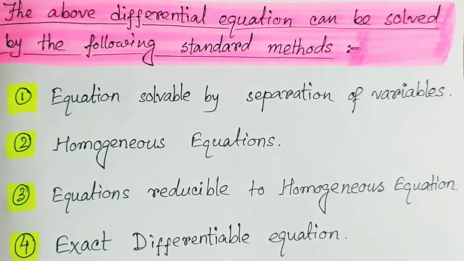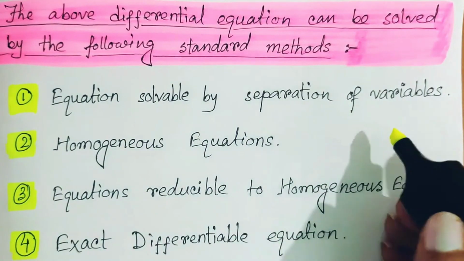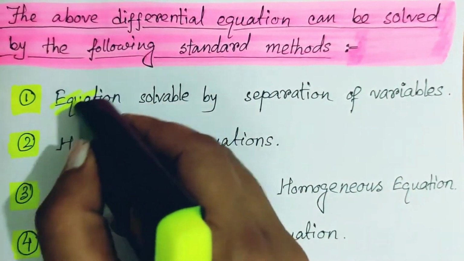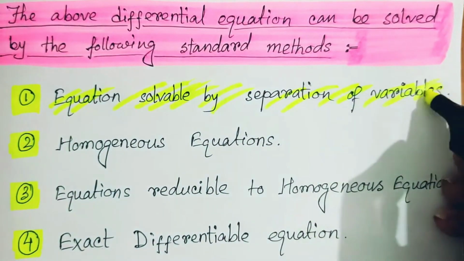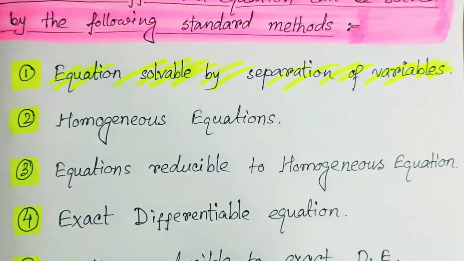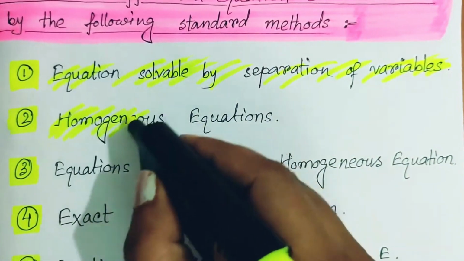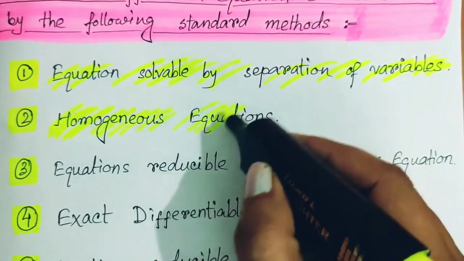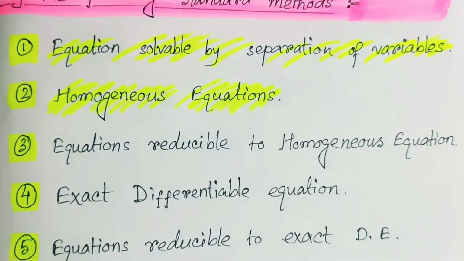So the first method to solve is equations solvable by separation of variable. Second one is homogeneous equation. Second way to solve a differential equation is homogeneous equation. Of course, your equation should be in this format, then only we can solve by this.